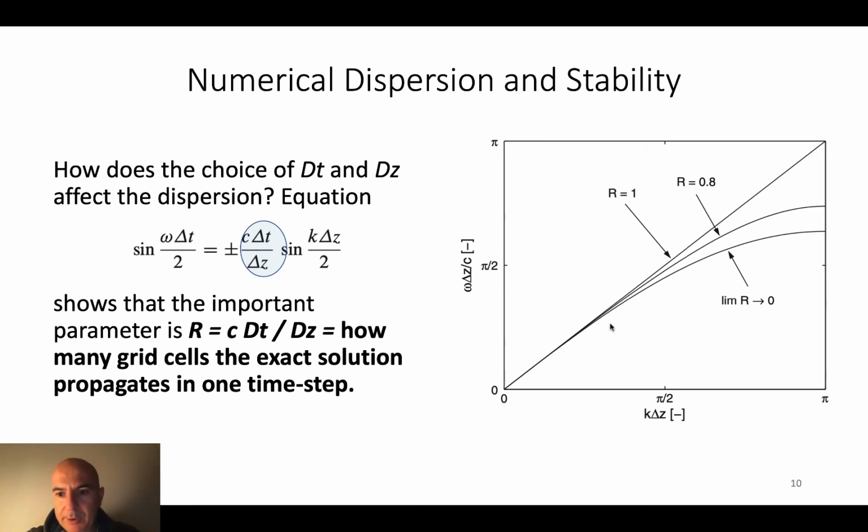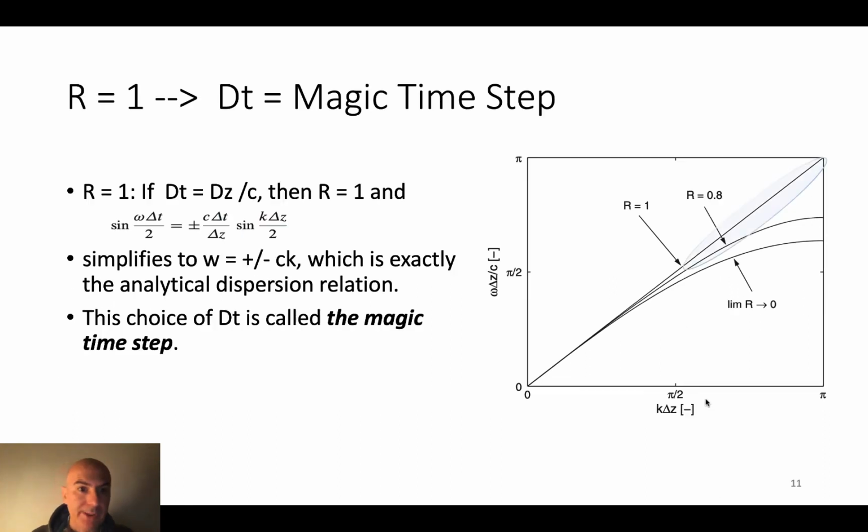And this is a plot of our numerical dispersion relation. So we see that for r equal to 1, we get a straight line, so there is no dispersion. This is equal to the analytical solution. We see also that for r less than 1, we are going to have a dispersion for the higher spatial frequencies. So how do we choose the time step?